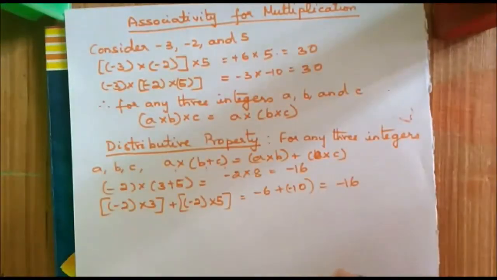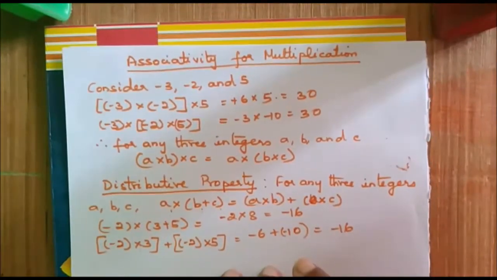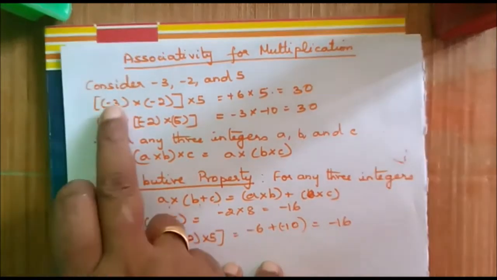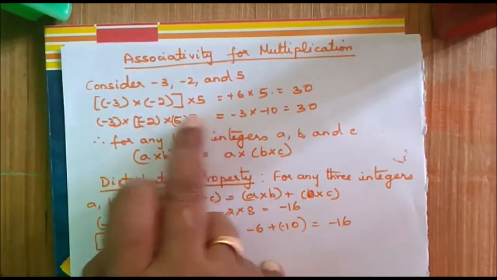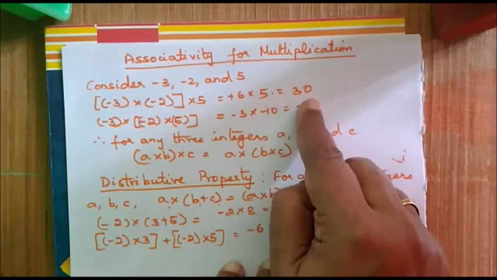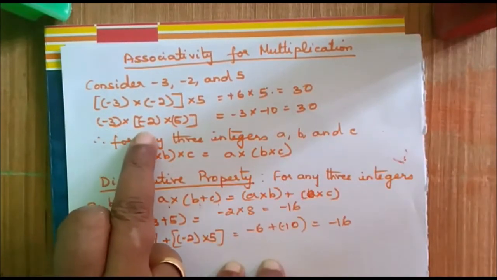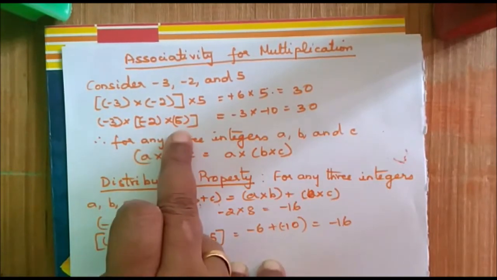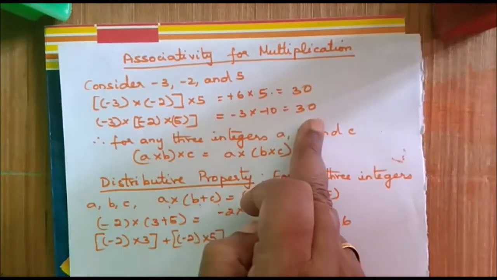Now we'll go to the next property, that is associativity of multiplication. Consider three numbers minus 3, minus 2 and 5. Now if I write minus 3 into minus 2 and the answer multiplied by 5, what do I get? Minus 3 into minus 2 is plus 6, that into 5 is 30. Now this can also be written as minus 3 into, within brackets, minus 2 into 5. So first let me solve minus 2 into 5. It is minus 10, and minus 3 into minus 10 is plus 30.